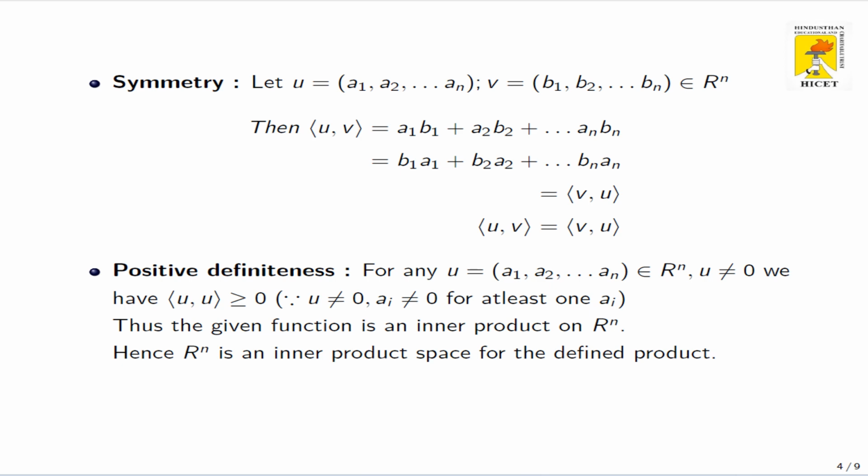Next, we need to check positive definiteness. For any u equal to a1, a2, up to an belonging to R power n, u not equal to 0, we have the inner product of u comma u is greater than or equal to 0. Thus, the given function is an inner product on R power n. Hence, R power n is an inner product space for the defined product.